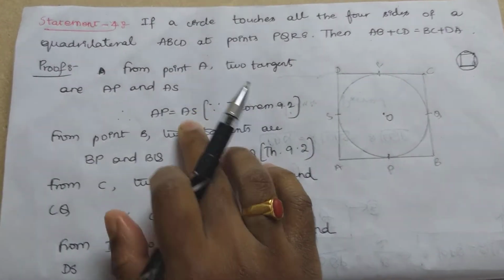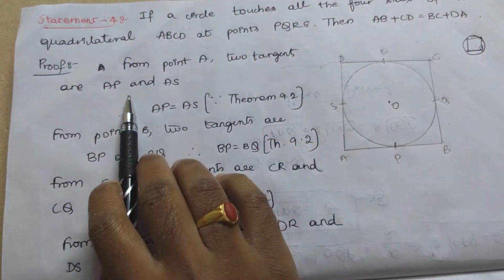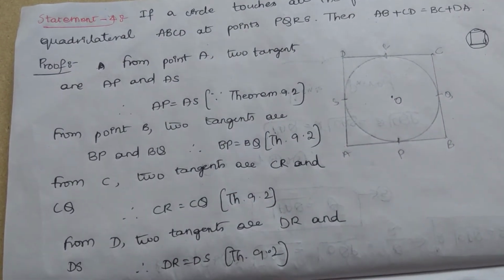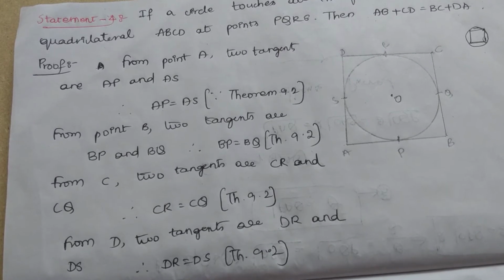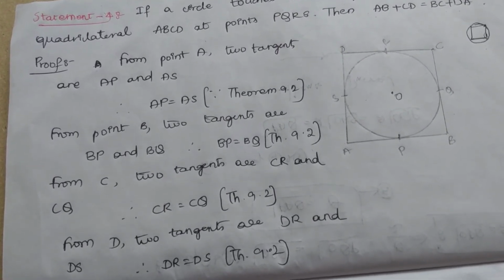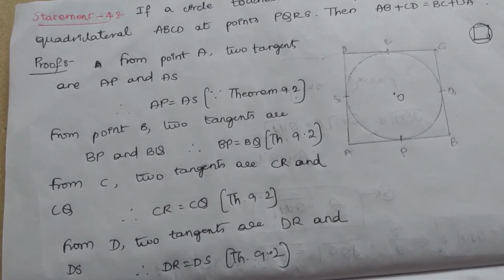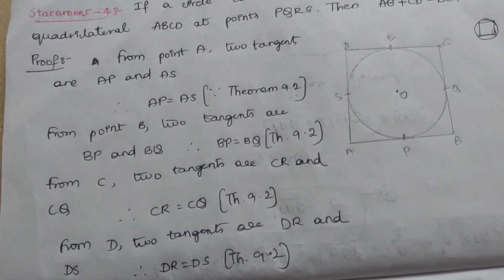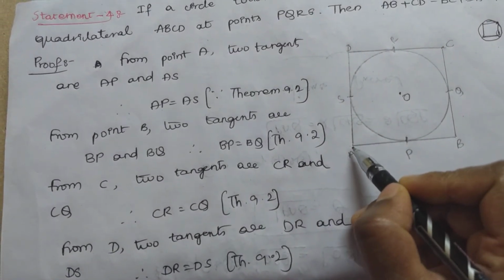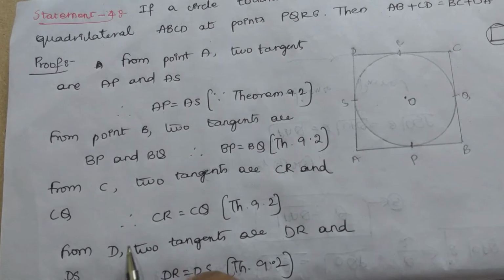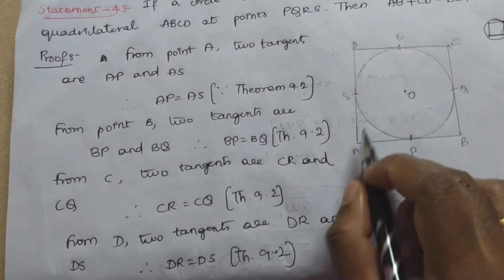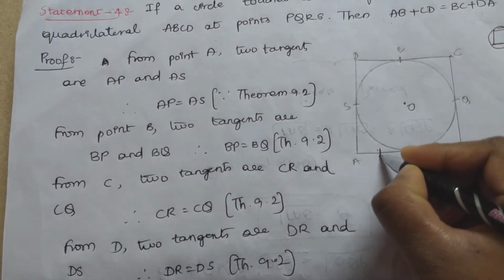Whatever we have discussed till now, let us put it here. See here, I have written from point A, two tangents are AP and AS. So AP equals AS, I have taken it on the basis of the theorem 9.2 statement. What does theorem 9.2 state? Theorem 9.2 states that the lengths of tangents drawn from an external point are equal. So that's why here, when you consider A as an external point, AS and AP are the tangents and those two become equal. Therefore AP equals AS.